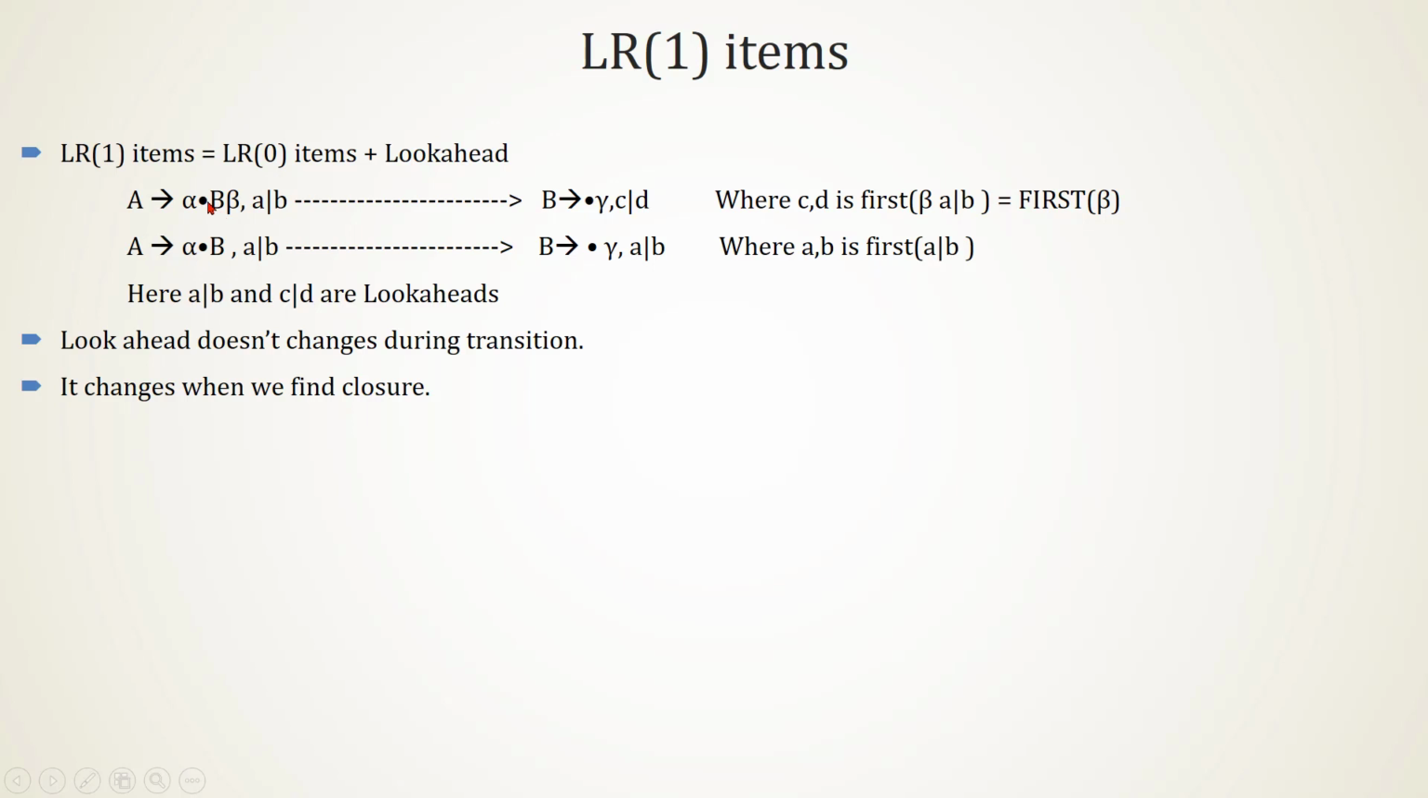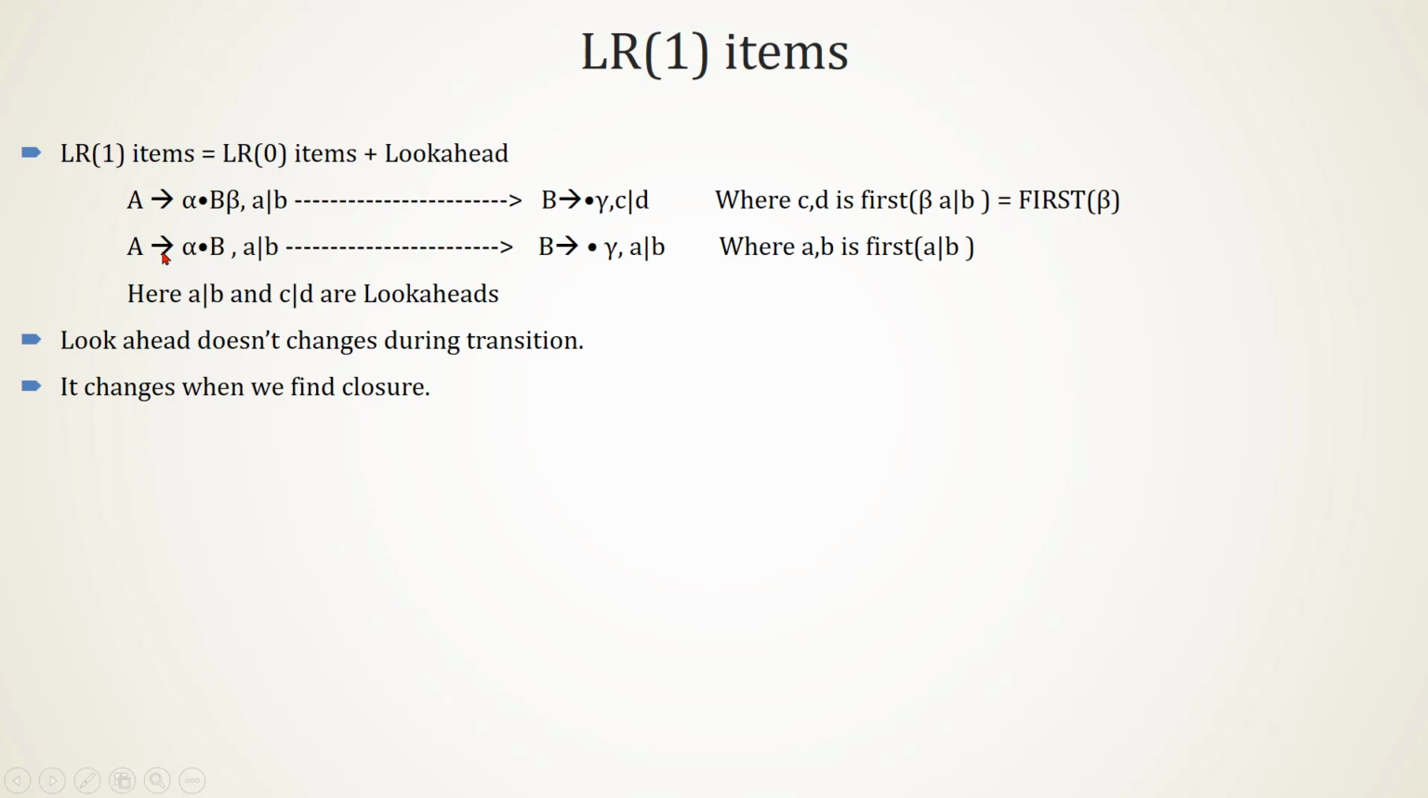Simply saying, after dot B we have a beta, and we have A and B. We will consider this as a block, so we just ignore the comma and consider this as a block. There I got beta A or B. So the look aheads will be based on first of beta A or B. First of beta A or B means first of beta. So in this general form, first of beta is considered as C or D.